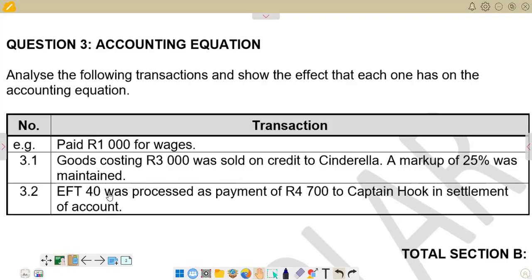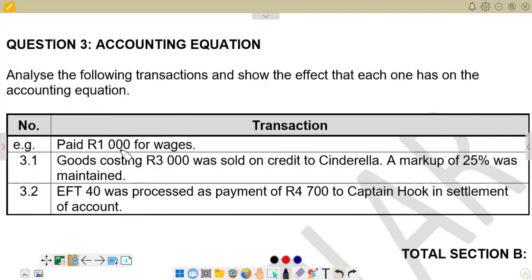So, given an example of paid 1,000 rands for wages, remember what you have to do is first try to bring down the double entry that is involved in that transaction, and then you see where it's affecting in terms of the accounting equation.